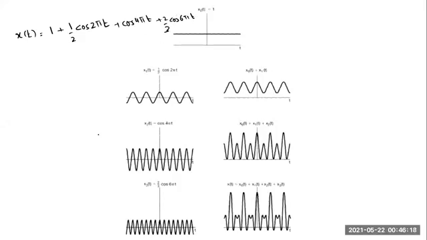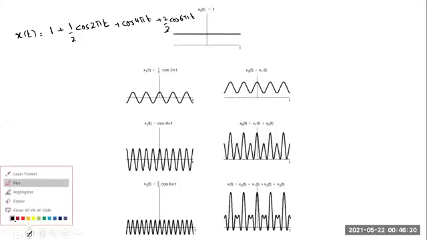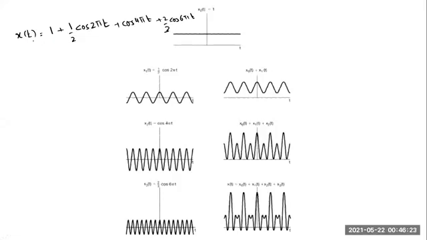Now this x of t is a periodic signal represented as a linear combination, and it is made up of a number of components. So this is the constant component. This is the first harmonic component, which has the fundamental frequency. This is the second harmonic component, and this is the third harmonic component. And the original signal is made up of the summation of these four components: first, second, third, and fourth.